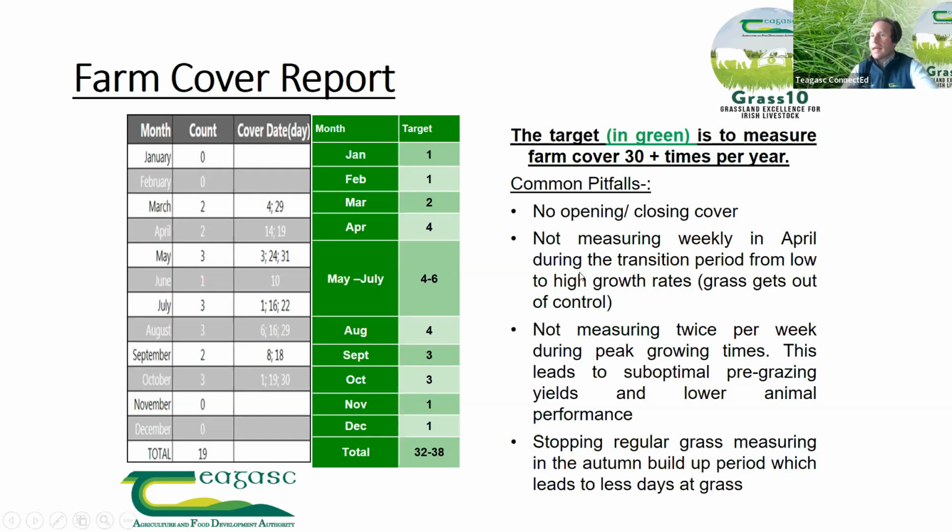Not measuring weekly in April. So in April, it's probably your most, April and the first couple of weeks in May, we're in a transition period from low to high growth rates. Okay. And grass can get out of control very, very fast throughout April. So it's very, very important that around that time we intensify the amount of measuring that's done on the farm.